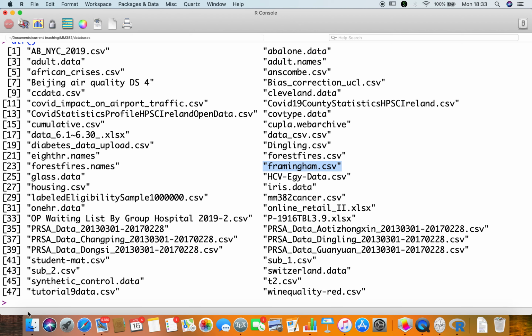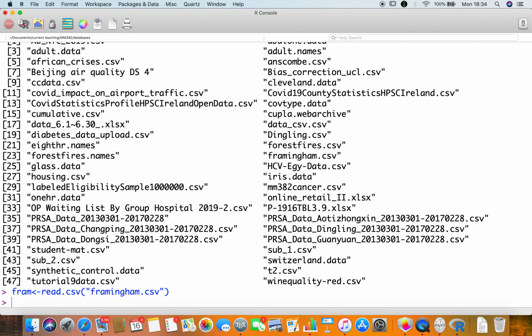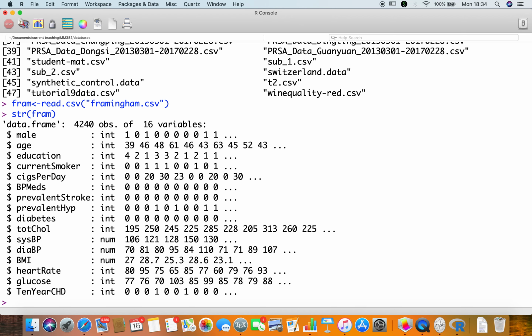So I'm going to call this Fram because I'm just a genius. Okay, so I'm going to read the dataset into this data frame called Fram. And let's look at the structure of Fram. And there's what you see. Okay, so you see there's 16 variables, and there's 4,240 observations, rows of these 16 variables.